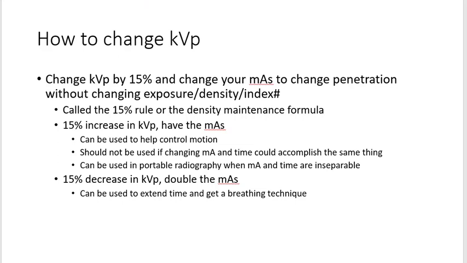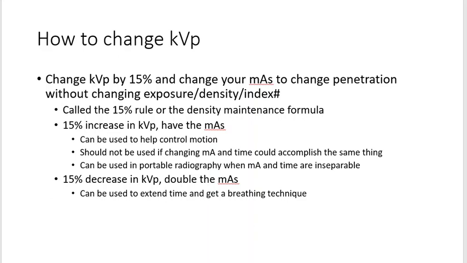So how to change kVp, part 2: change kVp by 15% and change your mass to change penetration without changing exposure or index number or the density on the image. So that is truly your 15% rule, or the density maintenance formula. With a 15% increase in kVp, in order to maintain the same exposure, you would reduce your mass by a factor of 2. If you decrease your kVp by 15%, then you would need to double your mass.